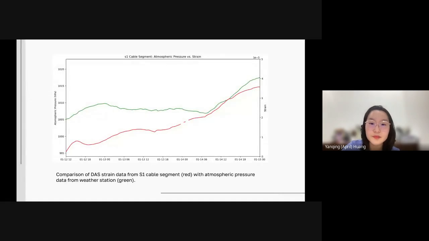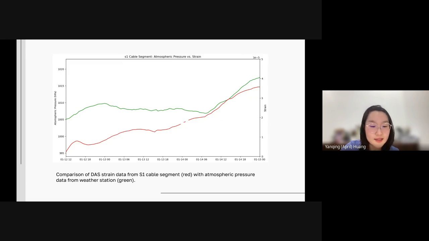Here, I will go through the results and figures from my paper. In this figure, I observed that the atmospheric data is relatively constant from January 12th, 12 p.m. to January 14th, 6 a.m. Thus, strain data increases throughout the 3-day period, with a more abrupt increase beginning at January 14th, 6 a.m. The strain value increases prior to the increase after January 14th, 6 a.m., and the pressure decreases slightly from January 14th, 12 a.m. to January 14th, 6 a.m., while strain continues to increase.